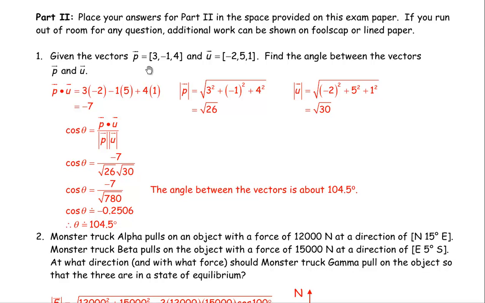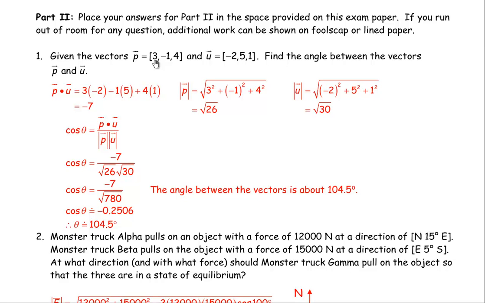And so in part 2, the first of the questions where you have to show some work, you're given these two vectors p and u and asked to find the angle between those two vectors. We use the dot product, the rearranged dot product, to find that. So the cosine of that angle is the dot product divided by the product of the two magnitudes. And so in order to find this angle, then we need the dot product of two vectors.